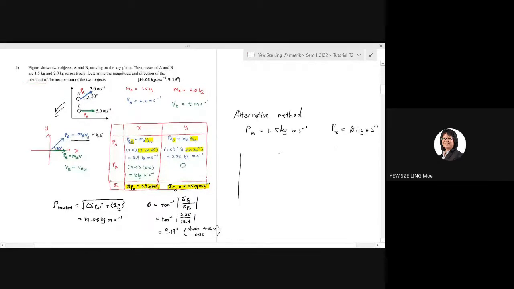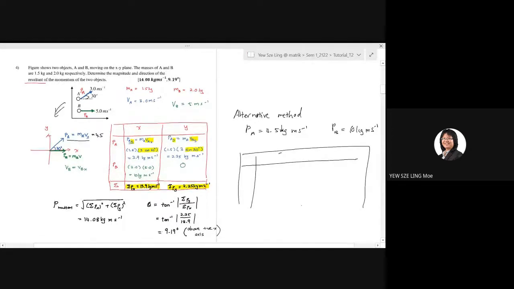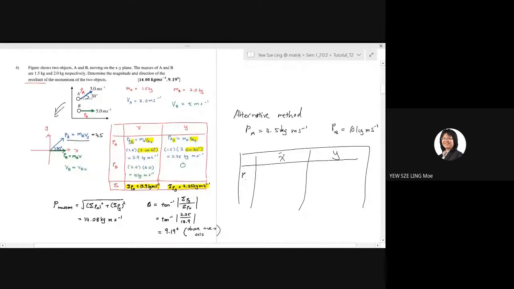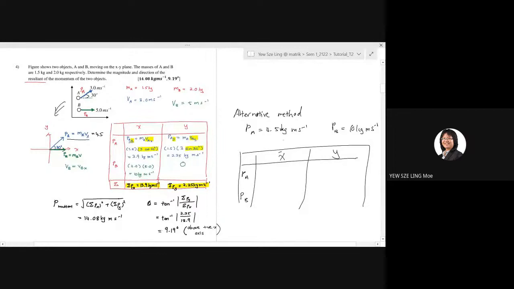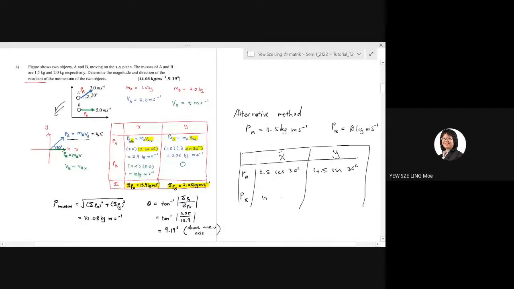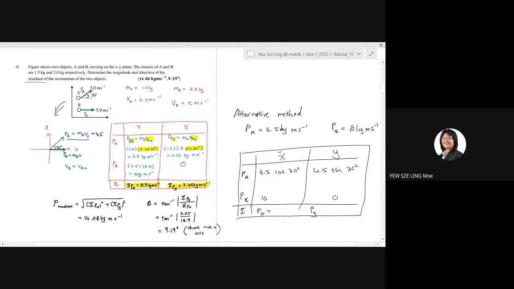Then you put it in the table. So in this case, you are resolving the P. In the case that I showed you just now, I resolved V. So here you can straight away resolve P. It's still fine, you're still going to get the same answer. So for PA, 4.5 cos 30 degrees, and then 4.5 sin 30 degrees, and then PB is 10, and this is 0. And then after that, as usual, you calculate the total. Then you can go back to the resultant. So for the total, you will get PX, and then you will get PY.